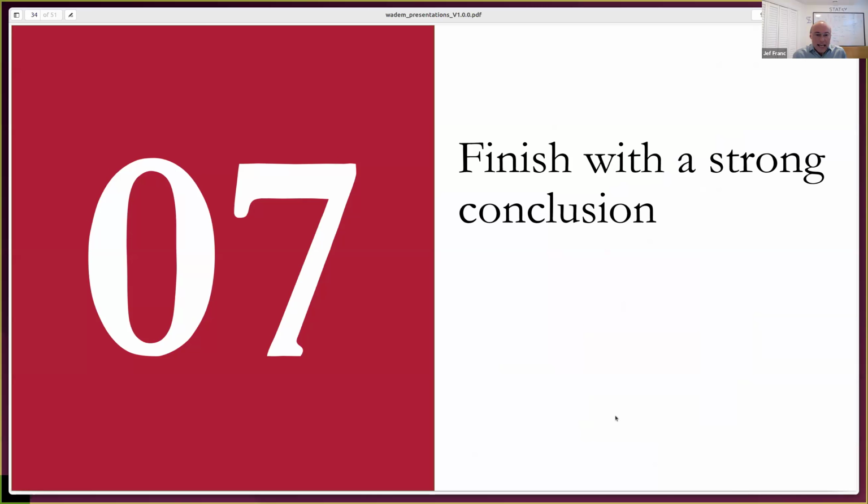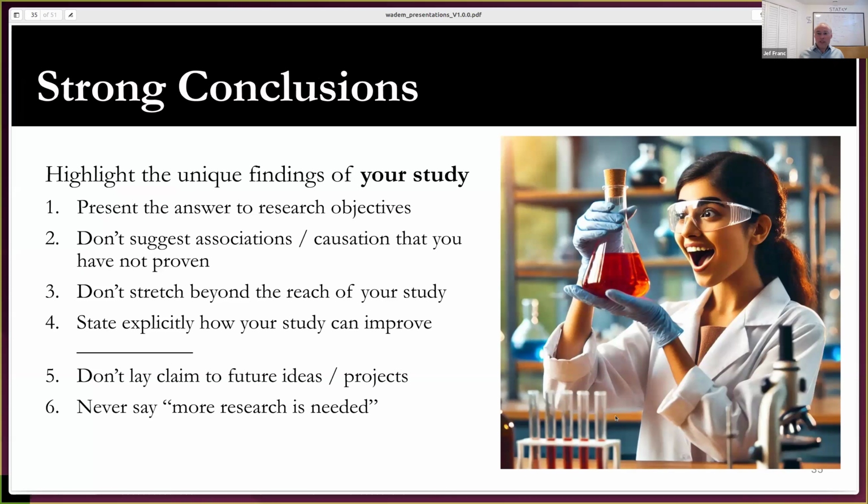Okay. Finish with a strong conclusion. This is something that, as a journal editor, I think is one of the pieces of written manuscripts that people really struggle with. And finishing with a strong conclusion. Conclusions at the end, we want to hear about your study, okay? We want to hear the answer to your research objectives.